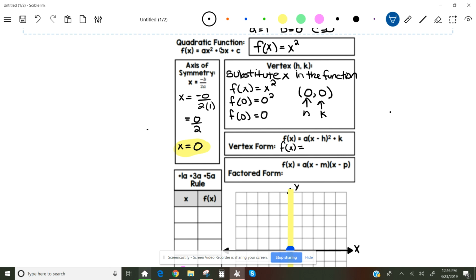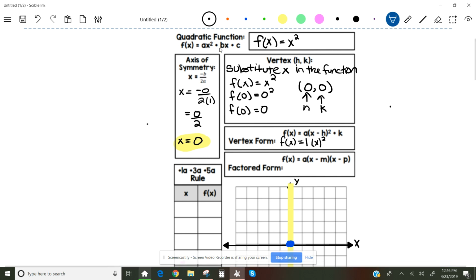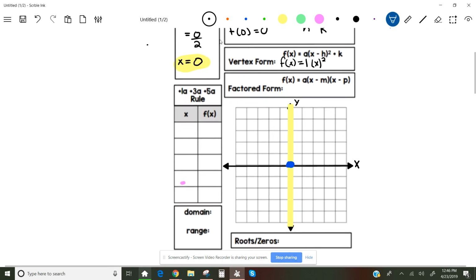Well, if I substitute 0 in here, it's not going to really change much. If I plug in 0 here, it's not really going to change much either. Also, if I plug in 1, which I can, I would end up with 1 times (x minus 0), which is x squared, and then I have plus k. So it doesn't really change too much.